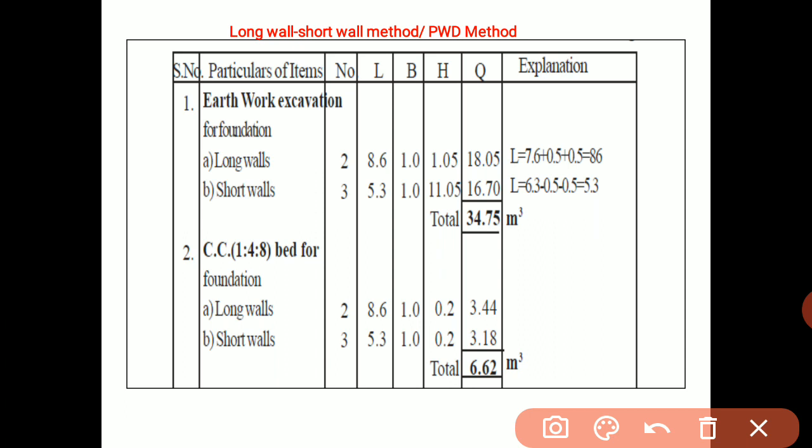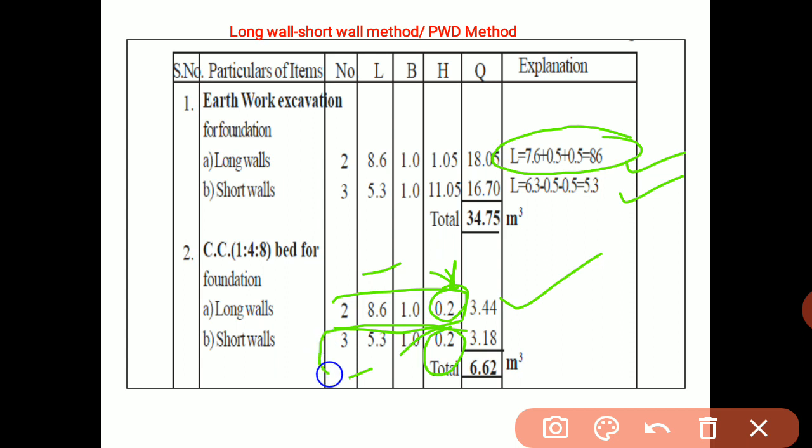So similarly we have 1 meter length, so 8.6 and 5.3, same long wall and short wall we are going to keep it, width 1 meter, and here height changes, height is 0.2, 0.2. Okay, then we'll multiply all these 4 values, we'll get 3.44. Then for the short wall we'll multiply all the 4 values, we'll get 3.18. So we'll add up the long wall and short wall values to get 6.62 meter cube of volume for cement concrete work.